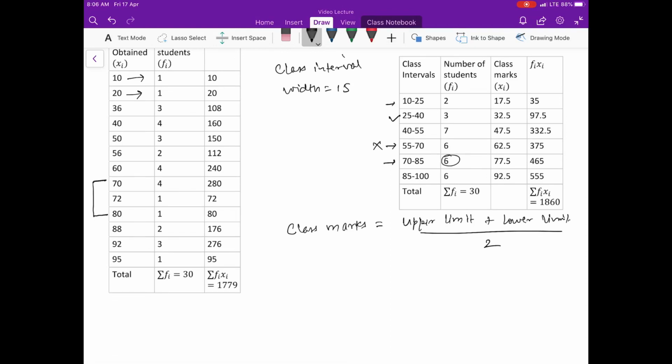For calculating the mean, again we have the same formula, and this calculation of the mean for grouped data is known as the direct method.